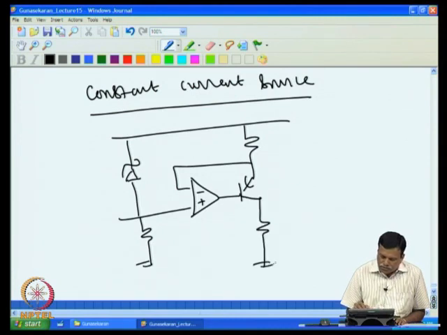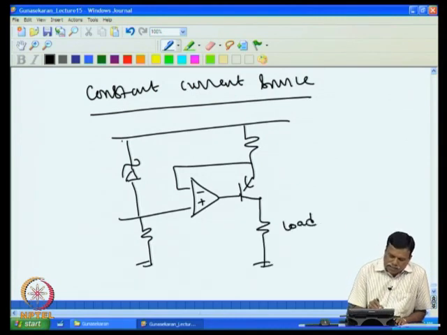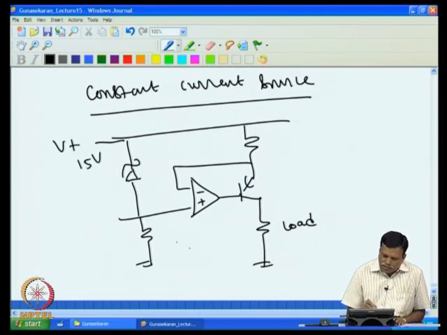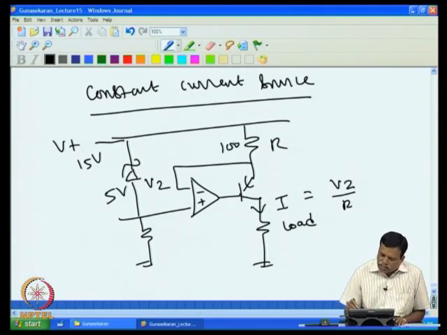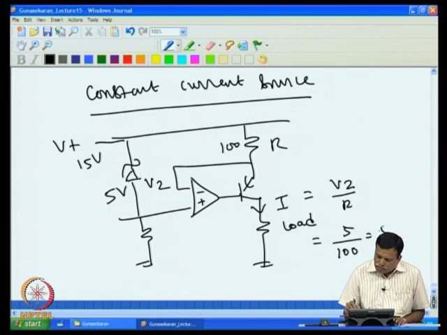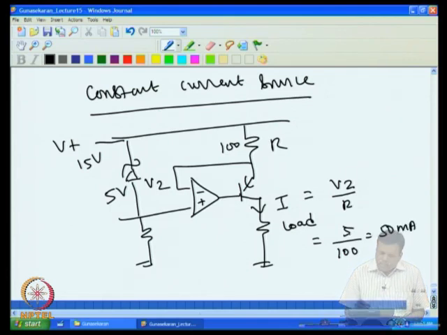This is a load, and this is a supply V plus, say 15 volt, and the ground is given here. If you find the current through this load, it is given by V Z by R, where V Z is a Zener voltage. For example, if I put 5 volts Zener here and 100 ohms here, then the current I would be 5 volt divided by 100 ohms, that will be 50 milliampere current. So this is a constant current source of 50 milliampere.